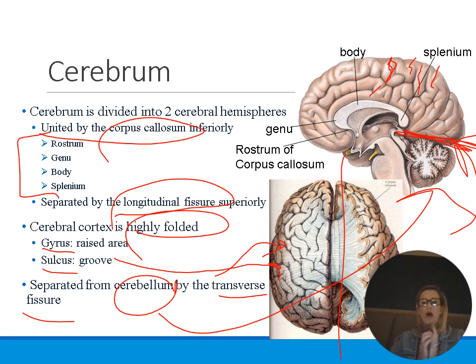Anyhow, typically most people are right-handed, right? So they more frequently use their right hand. That would mean that the left cerebral hemisphere is dominant for motor control.